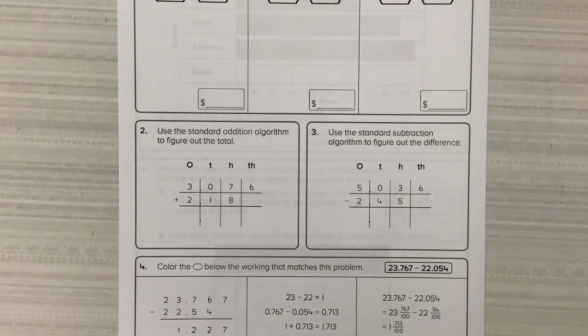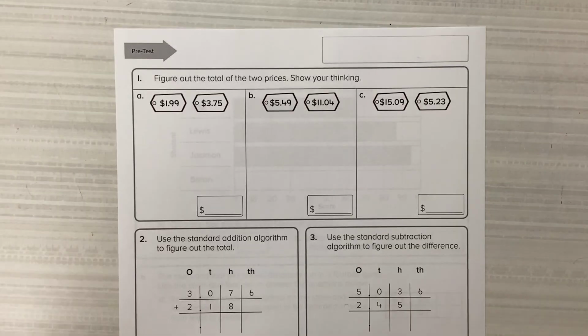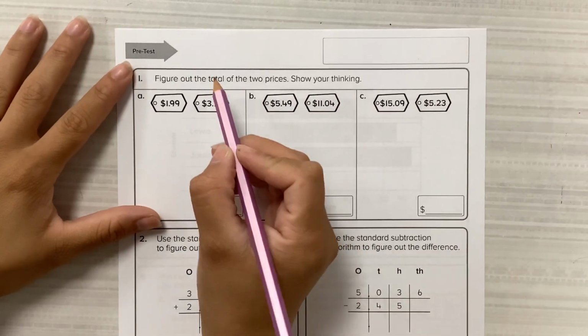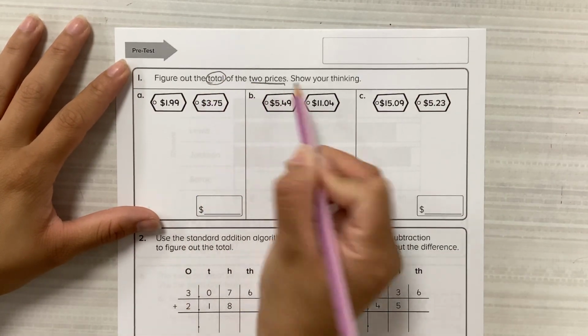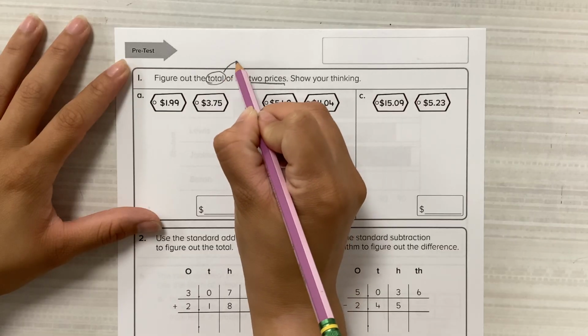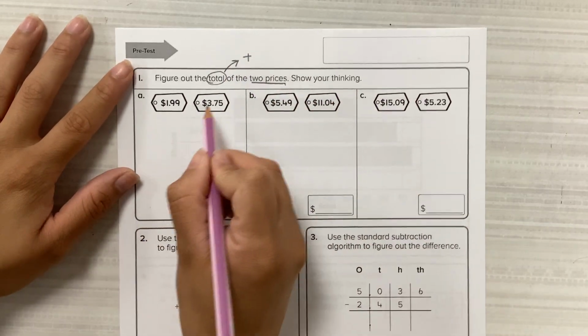So right here, we're just going to go over the test. This is not the actual test. This is a pre-test that you guys took at the beginning of the module. But basically here, you see that the first section of the test is asking you to find the total of the two prices. So whenever we're talking about total, we know that we're adding, okay? So this is super important.